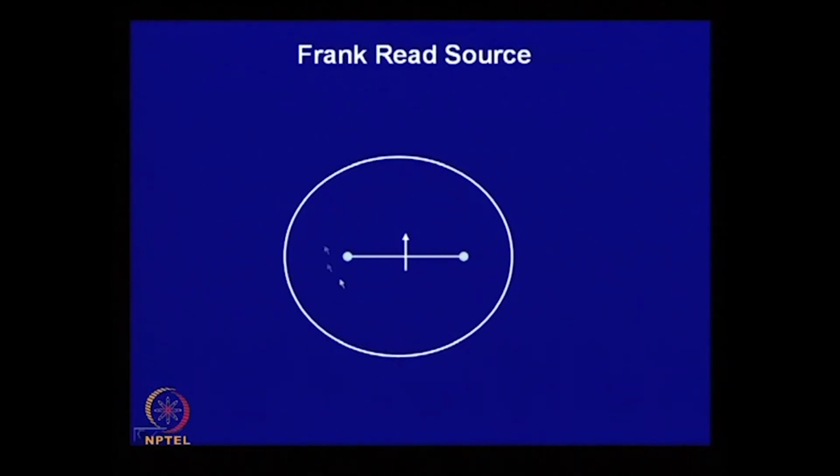So, this type of source is a regenerative type. It generates a dislocation loop and comes back to its original position. With application of further stress, it will generate another loop. In this way, on that particular slip plane, a series of dislocations can be generated, and this type of regenerative dislocation source is known as a Frank-Read source.